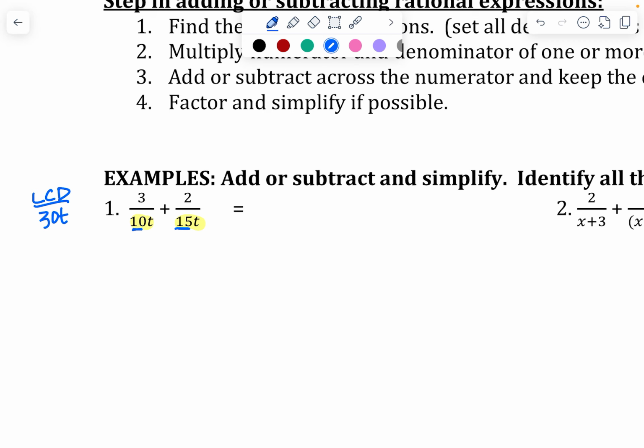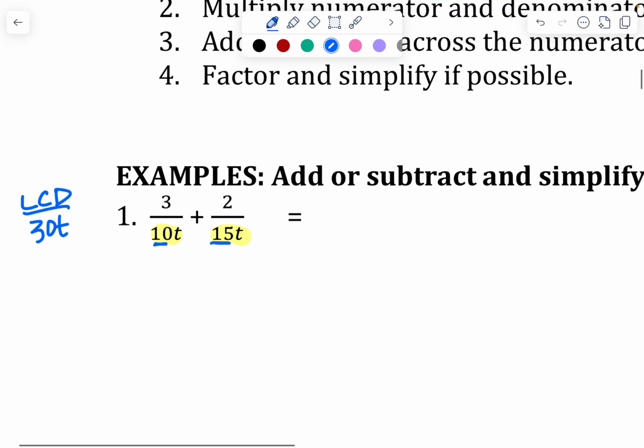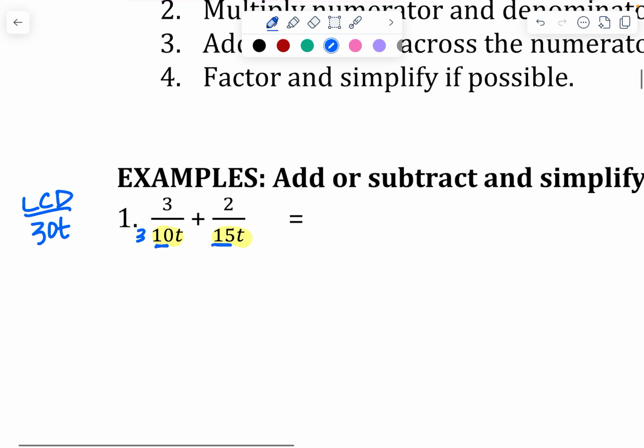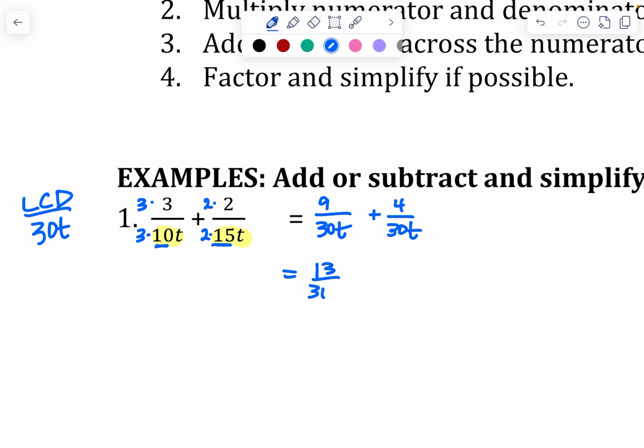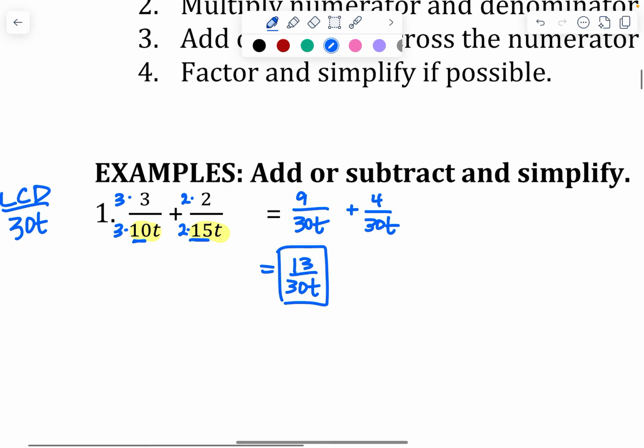Okay, and so to turn both of these into 30t, I would need to multiply the first fraction by 3 and the second fraction by 2. So that would give me 9 over 30t plus 4 over 30t, which would give me 13 over 30t. And that's as simple as it can get.